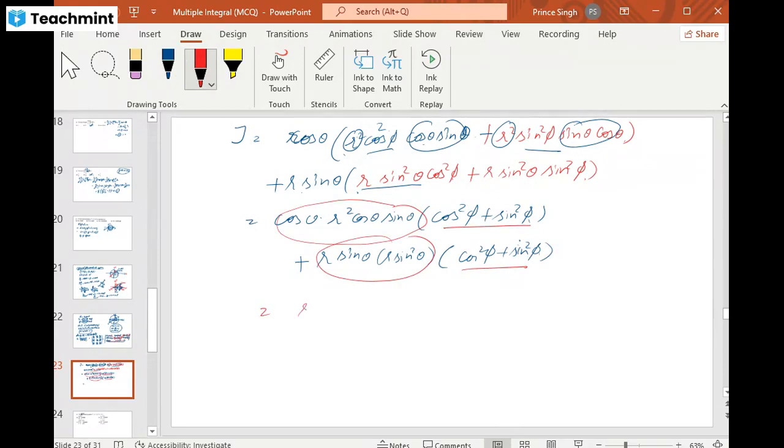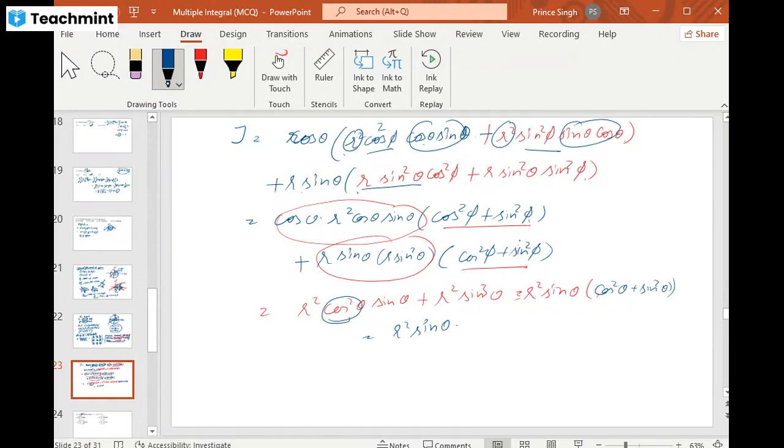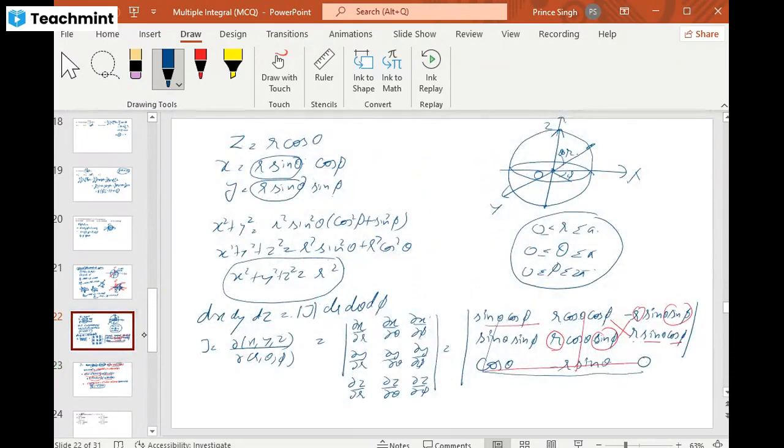So this is equal to r square cos square theta sin theta plus r square sin cube theta. So r square sin theta is common. So we are left with cos square theta plus sin square theta. Cos square theta plus sin square theta is 1. So its value is r square sin theta. So what is the Jacobian of transformation? Jacobian of transformation is r square sin theta. r square sin theta dr d theta d phi.